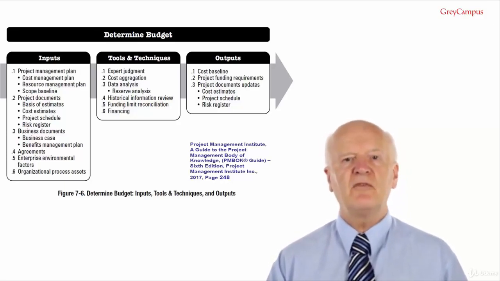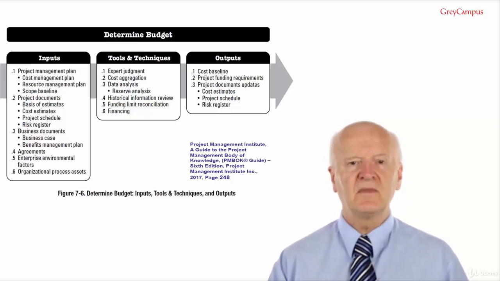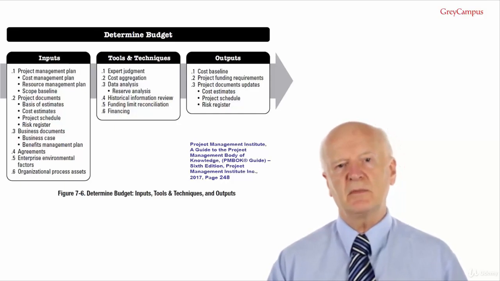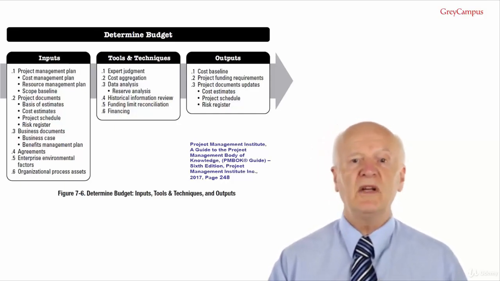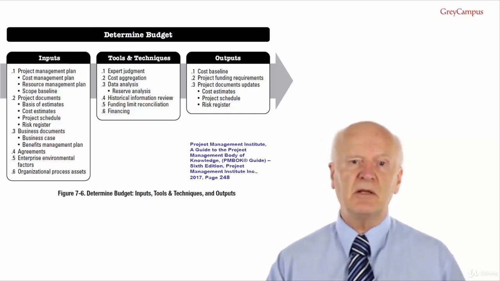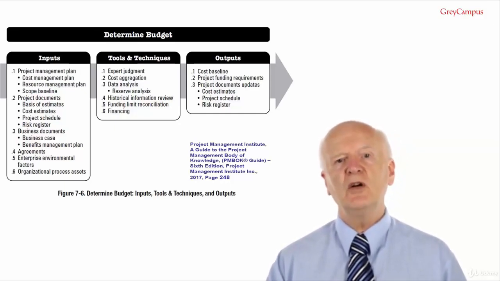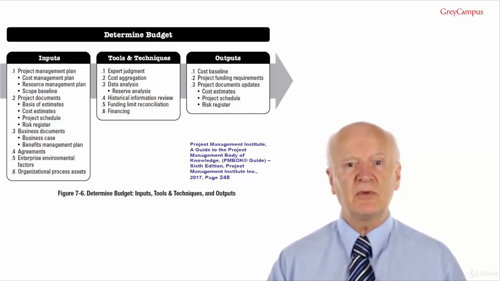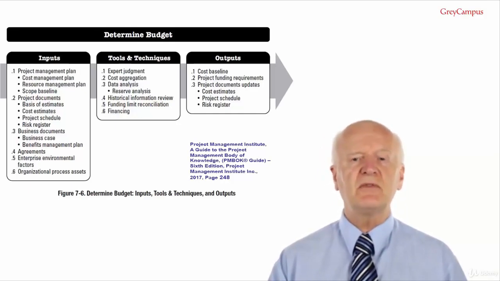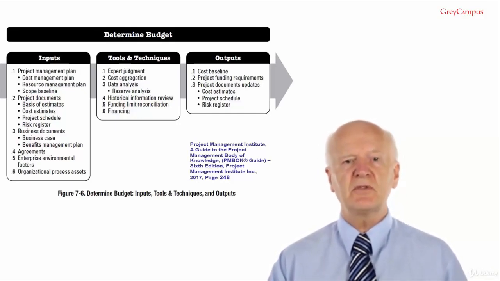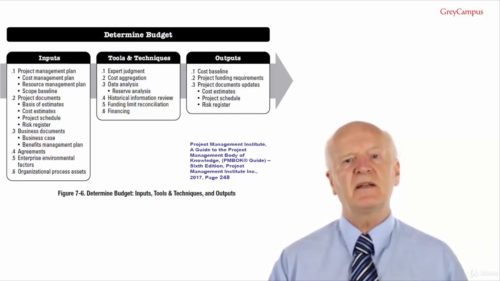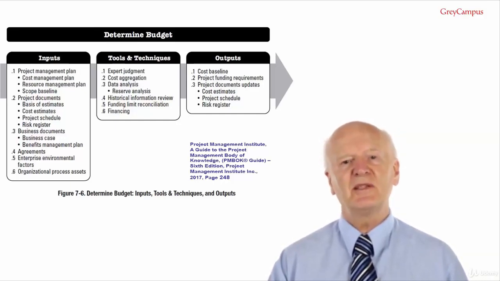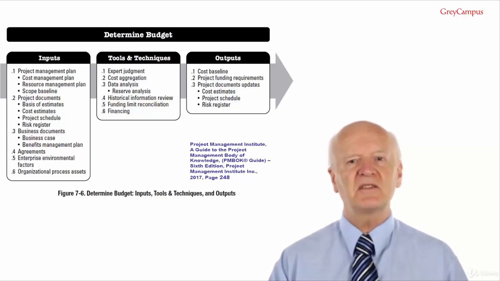Tool and technique number 5, funding limit reconciliation. The expenditure of funds should be reconciled with any funding limits on the commitment of funds for the project. For example, there may be a limit of $20,000 in any particular period, but the current plan shows that this figure will be exceeded in one or more periods. The most usual way and the most successful way to deal with this is to reschedule a project to level the costs in a similar fashion to levelling resources. Alternatively, the project manager could apply for a special exemption for the period. However, it's been my experience that's not going to be approved, except in absolutely extreme cases.